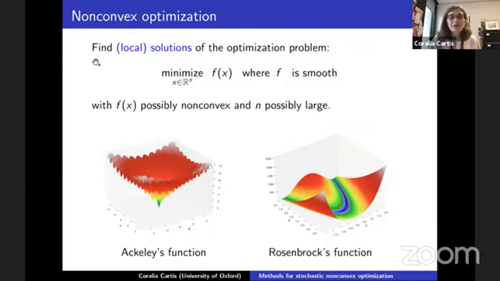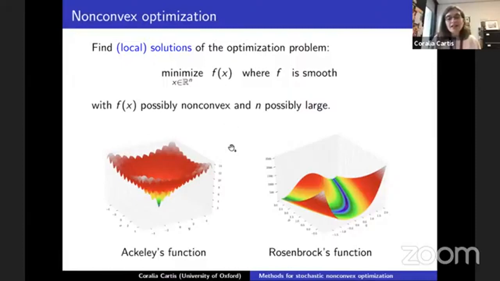In non-convex optimization, what we know how to do well is to find local solutions, local minimizers of non-convex landscapes when the function f is smooth. Here, for simplicity, I talk about the unconstrained case of minimizing a function f, where f could be non-convex. You just don't know if it's convex or not. And n, the number of variables, could be large. This area is also well developed for finding constrained solutions, when there are restrictions on the variable x, but that's a whole other talk, so I will restrict to the unconstrained case.